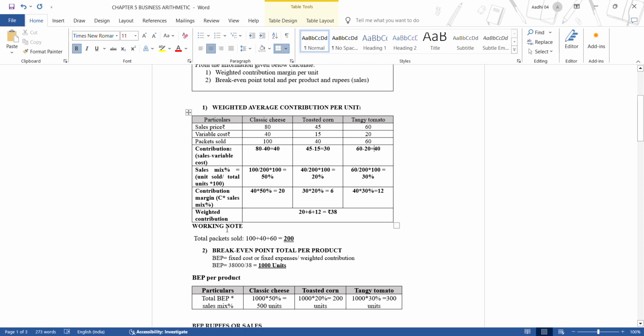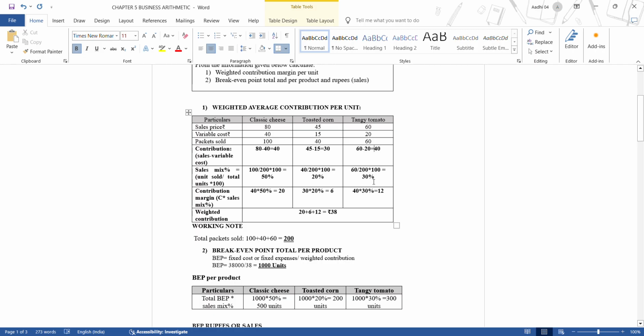Now we need to find the sales mix percentage individually. What is the unit sold for classic cheese? That is 100. 100 by the total units 200 into 100, that is 50 percent. Now going to toasted corn, the packets sold is 40. 40 by 200 into 100 is 20 percent. Same goes for the tangy tomato: 60 by 200 into 100, that is 30%.